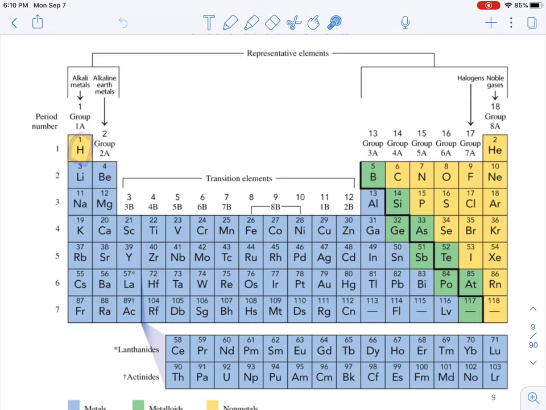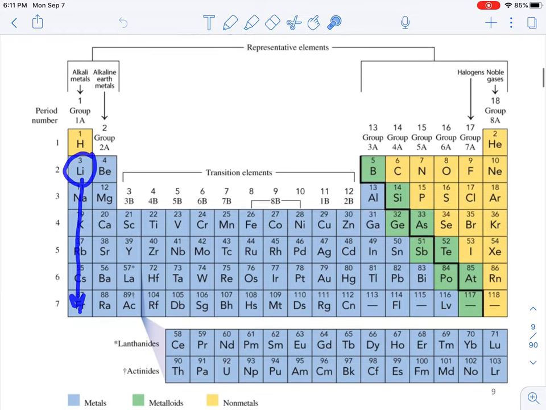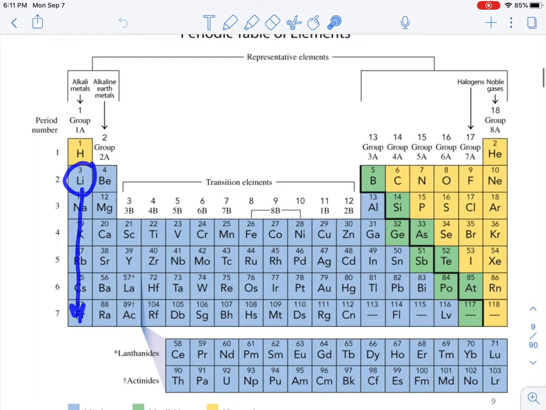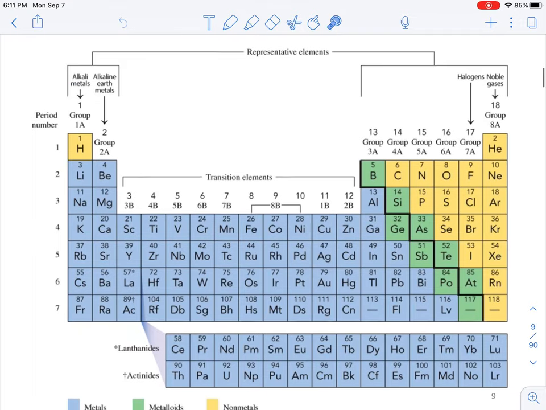Hydrogen is not a metal. Hydrogen is a gas. However, it's underneath group 1A. And so some students think that hydrogen is an alkali metal. It is not an alkali metal. Your first alkali metal really starts with lithium. So lithium, sodium, potassium, rubidium, cesium, and francium, all of these elements are your alkali metals. It just so happens that hydrogen belongs to group 1A, and the name of group 1A is alkali metals, but hydrogen is not an alkali metal. So please, please, please remember that.